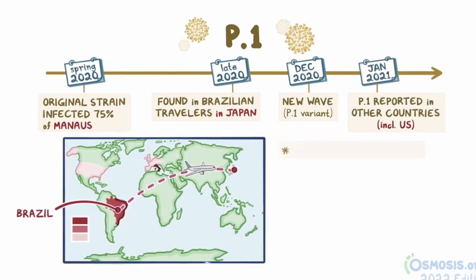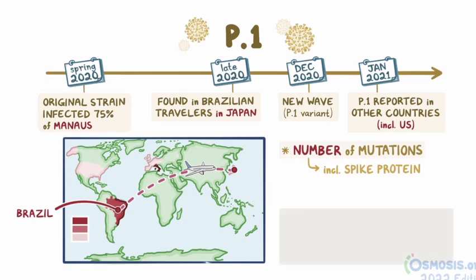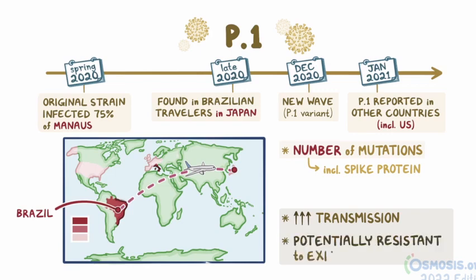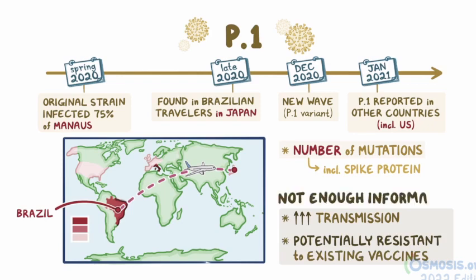P.1 has a number of mutations, including some in the spike protein region. Just like B.1.1.7, there are concerns this strain may be more transmissible and may also be potentially resistant to existing COVID-19 vaccines. That said, just like the other variant strains, there is not enough information to confirm if these concerns are true.